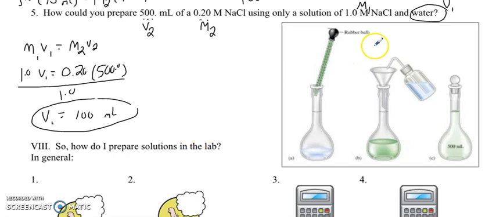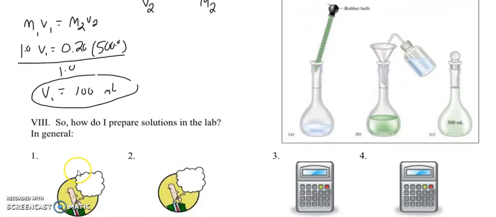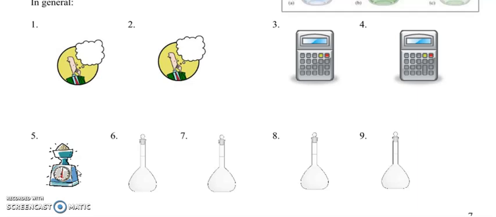So here's kind of a picture that shows some of the things you'll be seeing in lab. You can use a larger pipette to fill up our volumetric flask. Then when you're getting close to the line, you want to start using the more precise wash bottle and even a dropper to get right up to that line. So in general, there are actually 9 steps to preparing a solution. So here are those 9 steps.